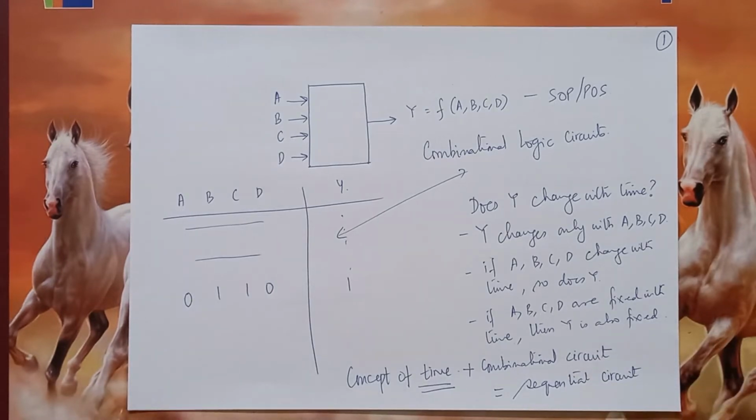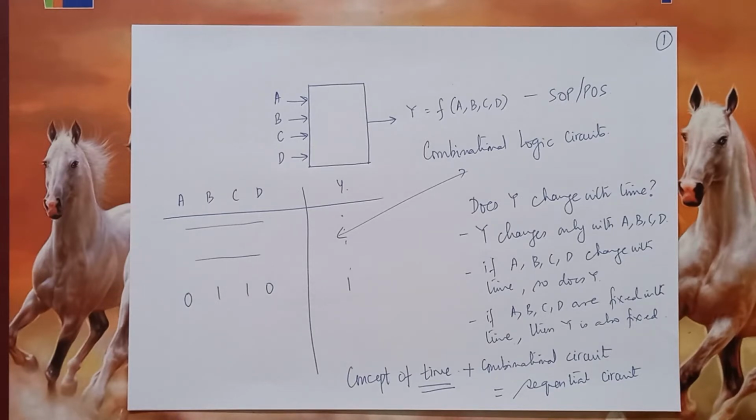Because these circuits may tend to depend on the sequence of events. Now, what does sequence of events mean? It's not very important at this point of time. This is what we shall try to decipher in the coming few lectures. The point to draw from our discussion so far is that the concept of time could perhaps convert a combinational logic circuit into something different. It may cause a combinational circuit to give different outputs for the same input combinations.